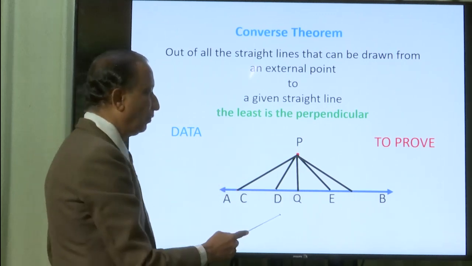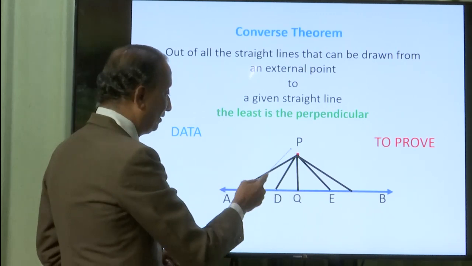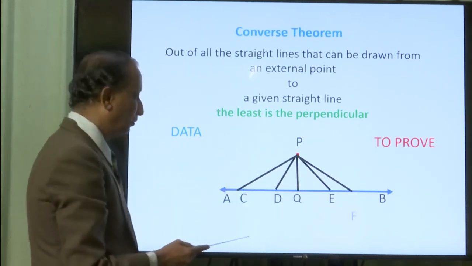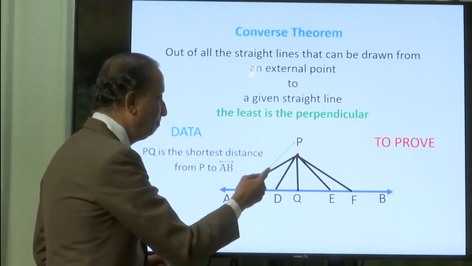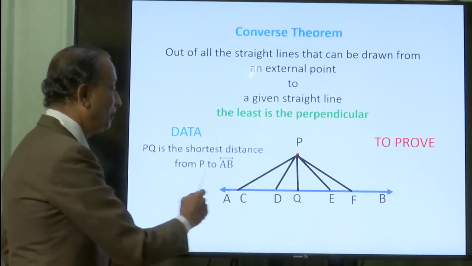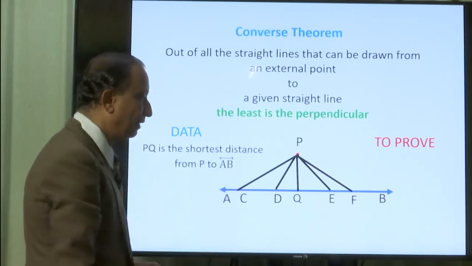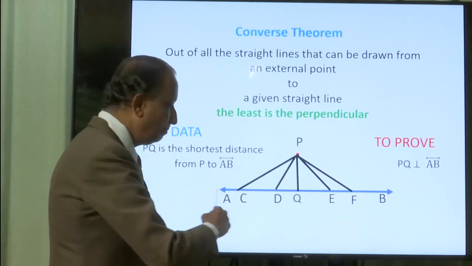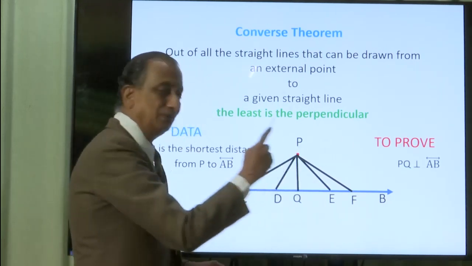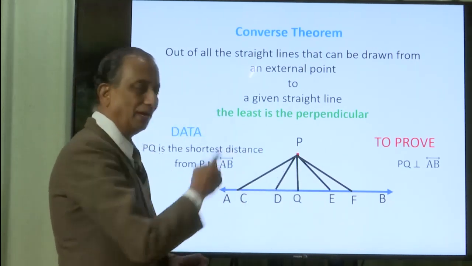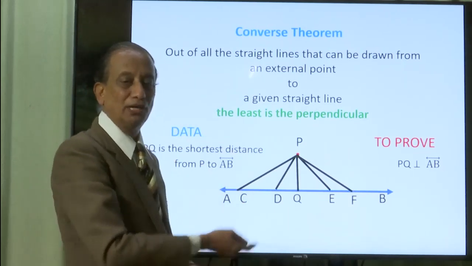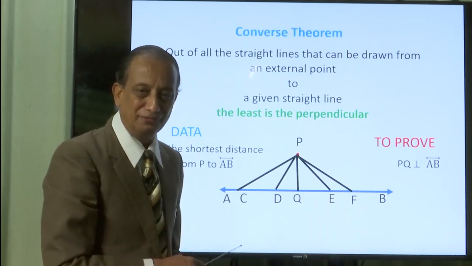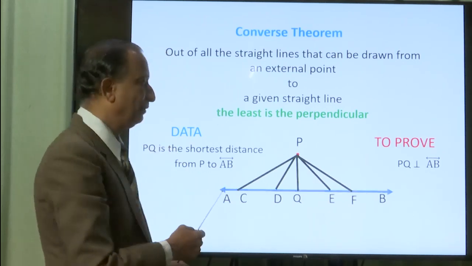So, we wanted to know that this shortest distance PQ, say let us suppose that PQ is the shortest distance from P to AB. If PQ is the shortest distance from P to AB, then definitely that shortest distance will be at right angles to the straight line AB. And this one we are going to make use in order to prove that radius and the tangent at the point of contact are perpendicular to each other.